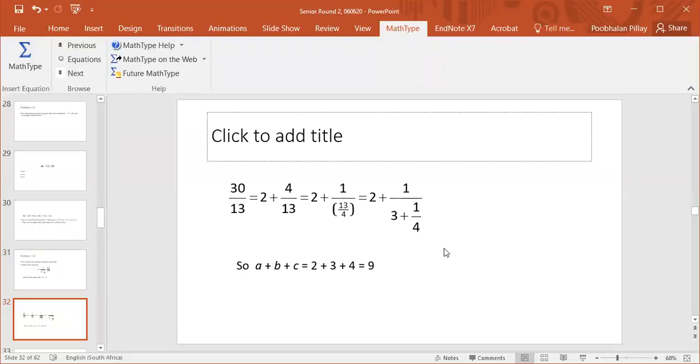Although it looks so difficult, with 3 unknowns and so on, if you use your common sense and divide 30 by 13, it goes in exactly 2 times, so a must be 2. You reason it out like that. Likewise, with 4 over 13, you want to write it as 1 over something. And here, you want to write this part as an integer plus something, so you divide and you get b is 3, and the remaining part is 1 over 4. And there's your a, there's your b, there's your c. The problem was to find a plus b plus c, and it's 2 plus 3 plus 4, which is 9.